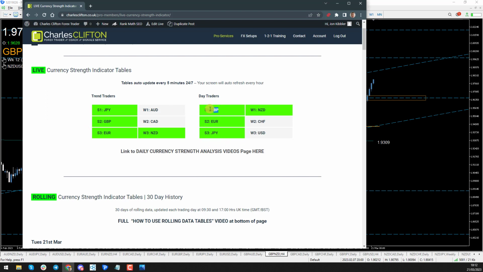We can see that the pound is the strongest on the day traders, only the second strongest on the trend traders, and the euro is the second strongest on our day traders and the third on our trend traders. Again, to be honest, looking around, pound and euro looking very strong at the moment, so it'll be interesting to see how this plays out. Obviously we've got Bank of England coming up as well, so we'll see what's going on in the markets. We're going to take a look at pound Kiwi first.